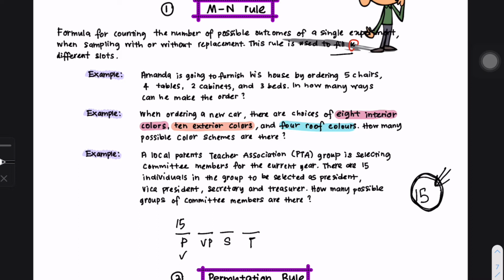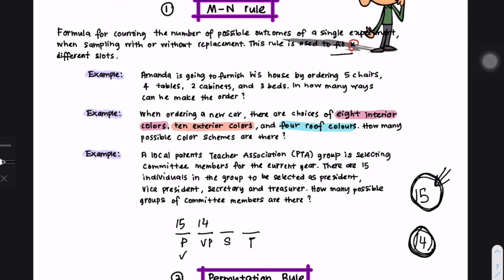Once president have been selected, how many members left? Okay, bila kita dah pilih seorang jadi presiden, so kita hanya tinggal 14 orang sahaja. So, untuk kita pilih vice president, kita hanya boleh pilih daripada 14 orang ni sahaja. Kerana yang dah jadi presiden tadi, dah tak boleh jadi vice president. So, now we only have 14.